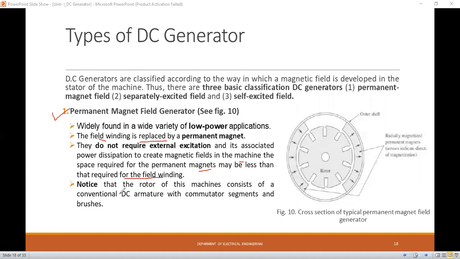Okay, now see the construction. This is the outermost part of the machine. हा machine चा outermost part आहे. So this is the yoke of the machine. On that there are two parts again, the stator part and this one is the rotor part. हा जो काय आहे तो rotor part आहे, this one is the stator part.